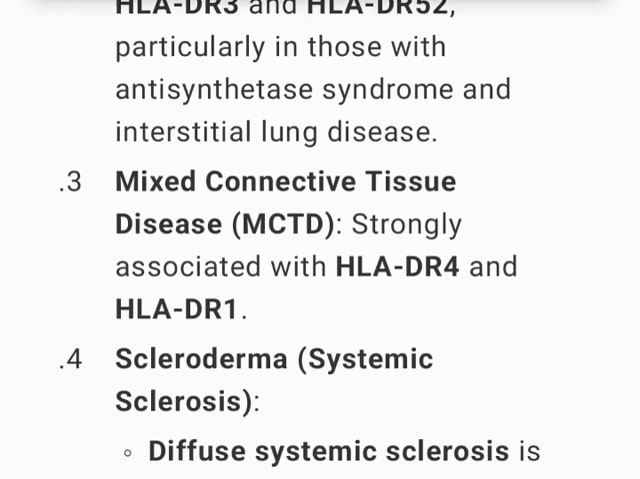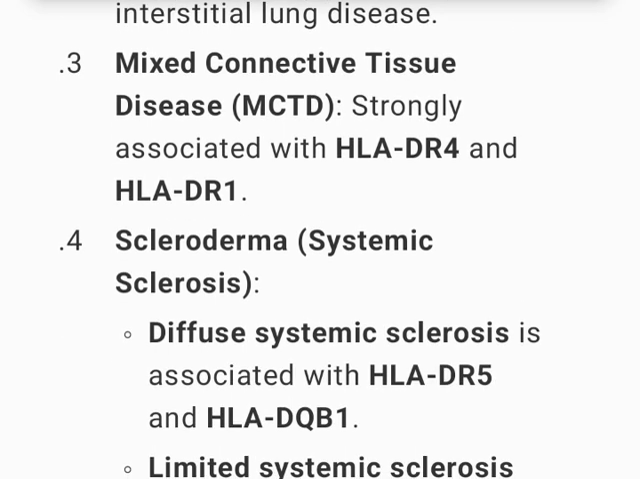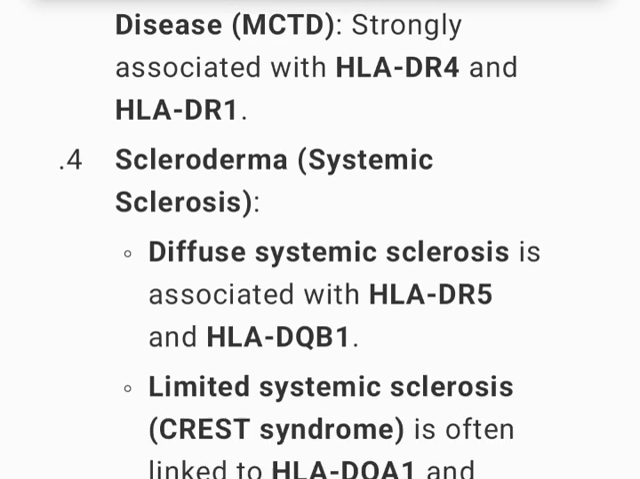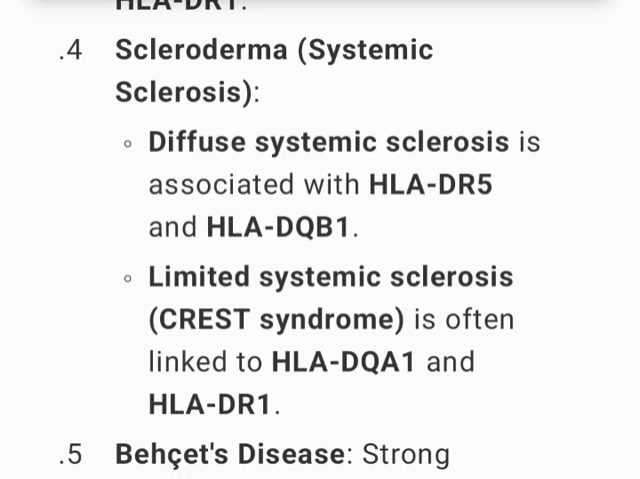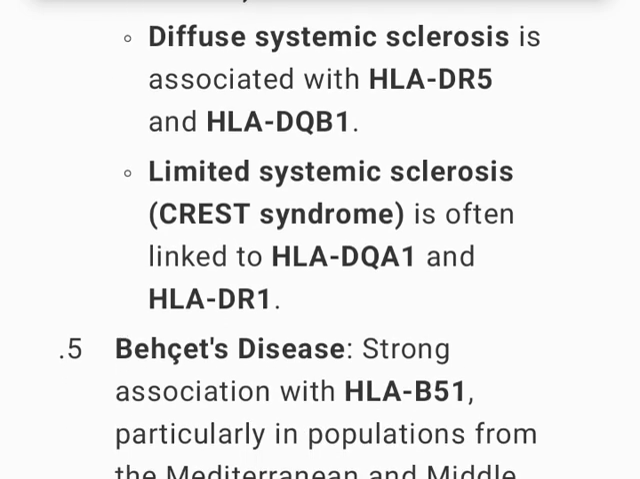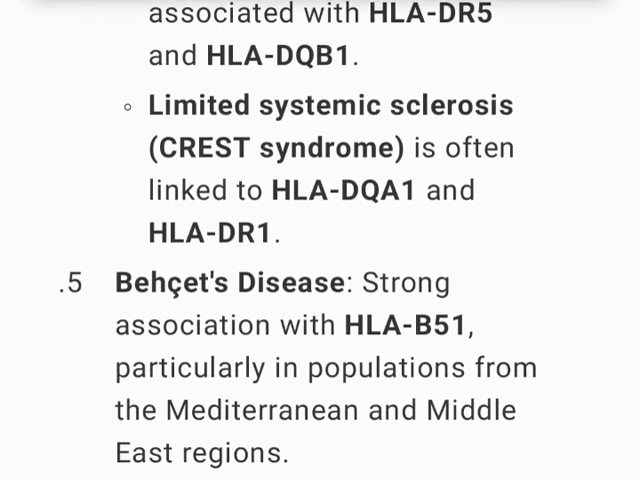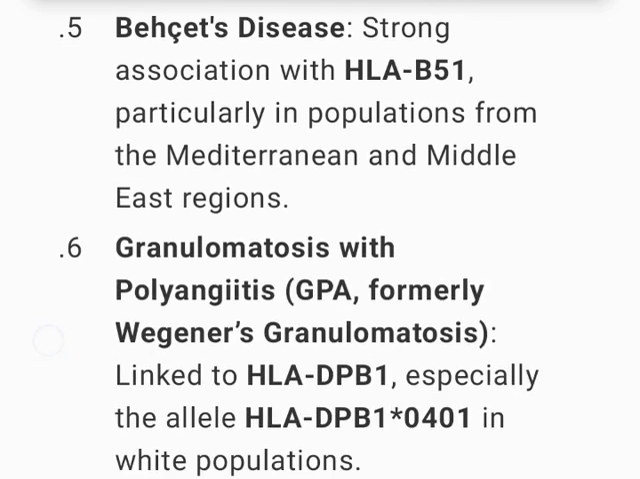12. Mixed connective tissue disease, MCTD, strongly associated with HLA-DR4 and HLA-DR1. 13. Scleroderma, systemic sclerosis. Diffuse systemic sclerosis is associated with HLA-DR5 and HLA-DQB1. Limited systemic sclerosis, CREST syndrome, is often linked to HLA-DQA1 and HLA-DR1. 14. Behçet's disease, strong association with HLA-B51, particularly in populations from the Mediterranean and Middle East regions.